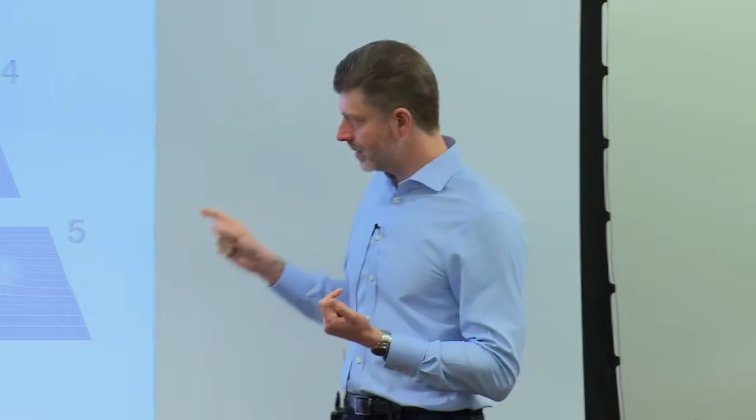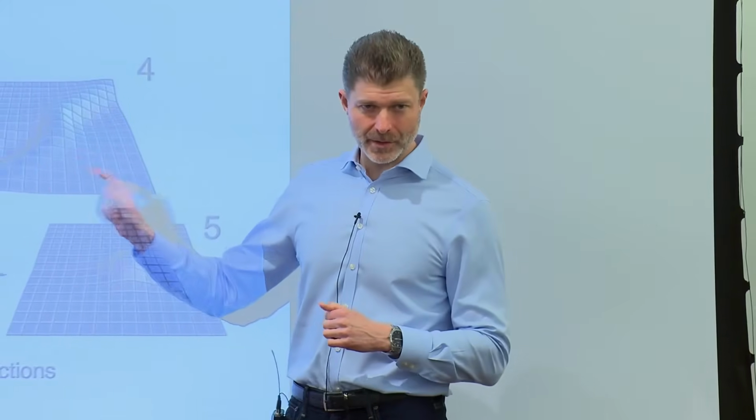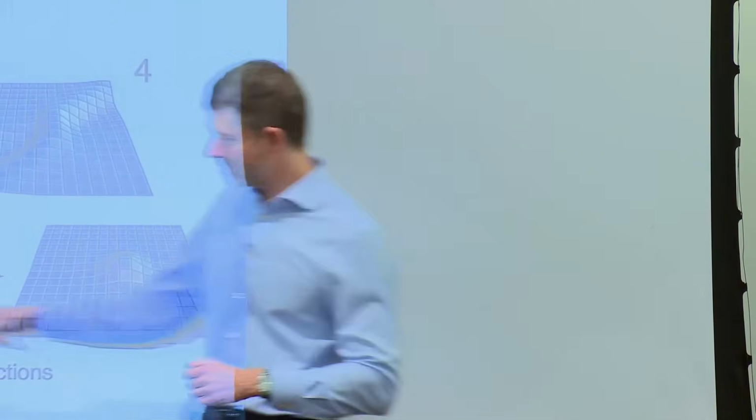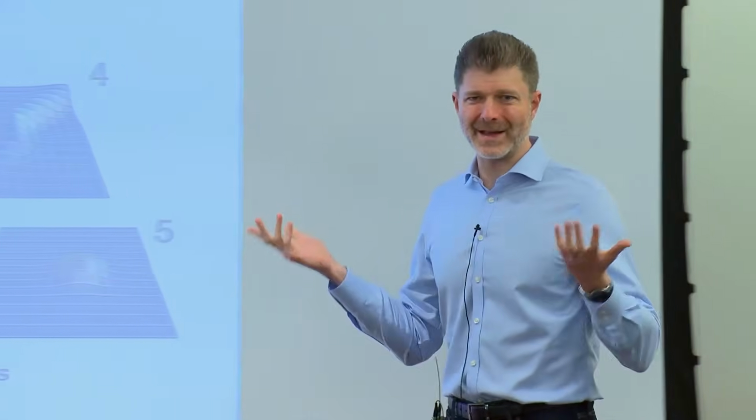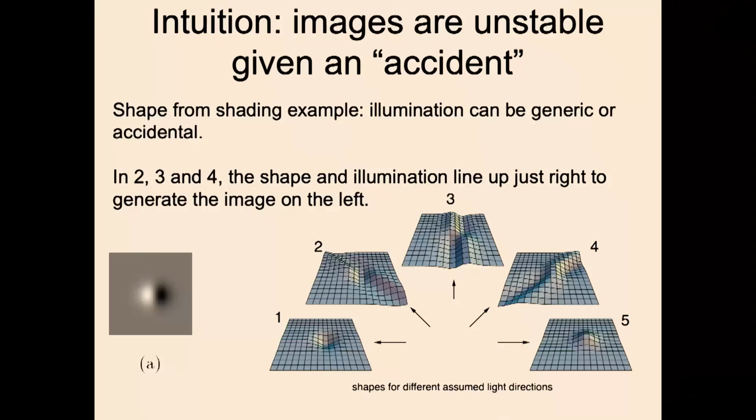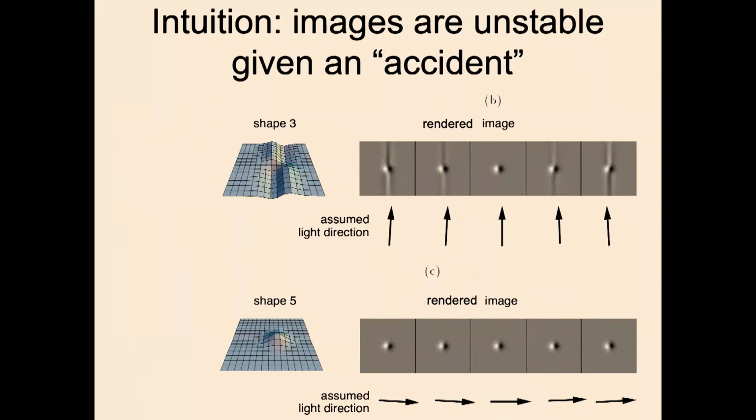So the question is, it's sort of intuitively obvious that the good or correct interpretations of that image are this and this, right? These other ones seem like they're not very good interpretations. The question is, why is that, and in what sense are they not good? The essential intuition is that these situations where you get accidents in the scene interpretation are situations where the image that would be rendered by that accidental scene is very unstable with respect to the scene parameters.